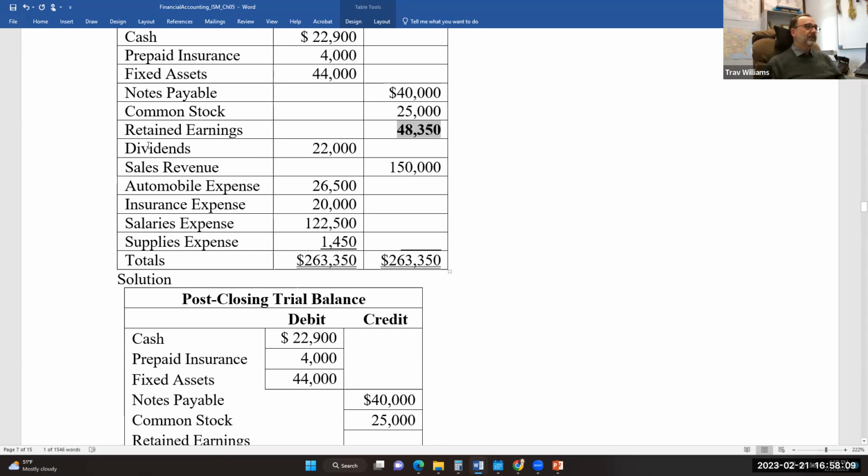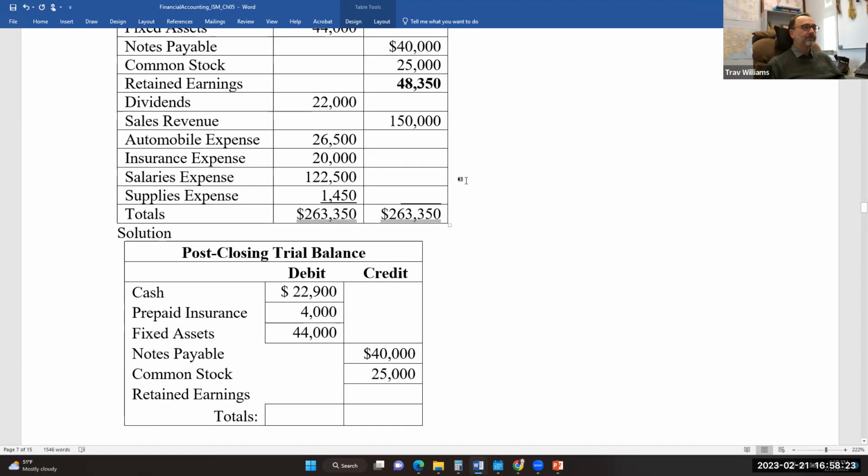Now, the rest of this is temporary accounts. Down here, we've got our dividends, revenue, and expenses. They're all nicely kept on the bottom of the trial balance. Okay, so what we have to figure out then is what is the ending retained earnings?